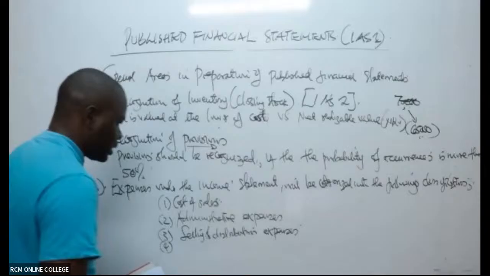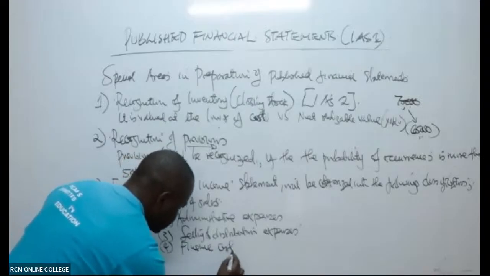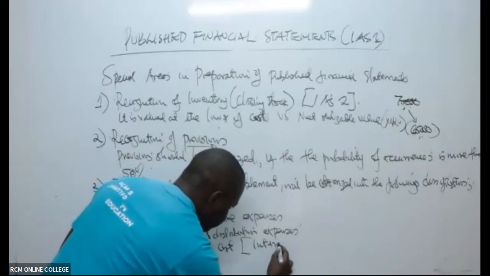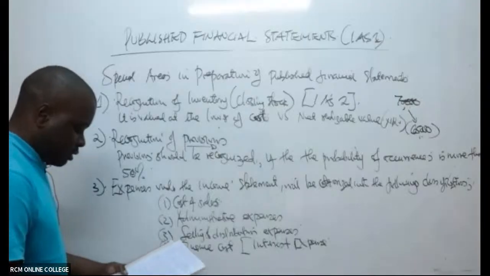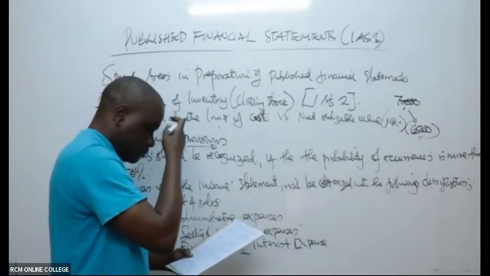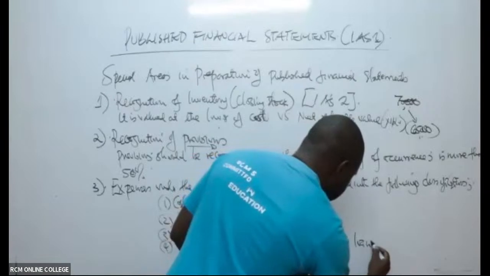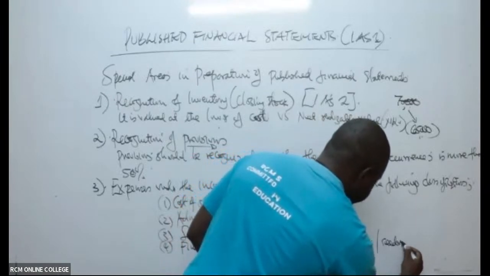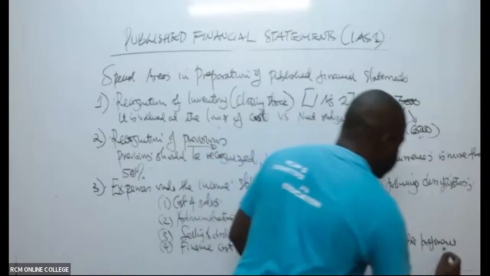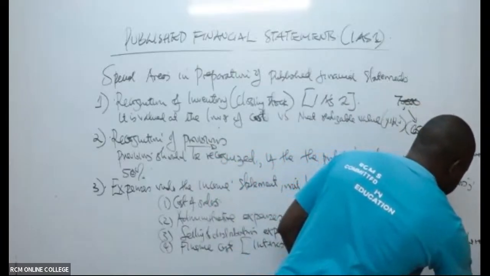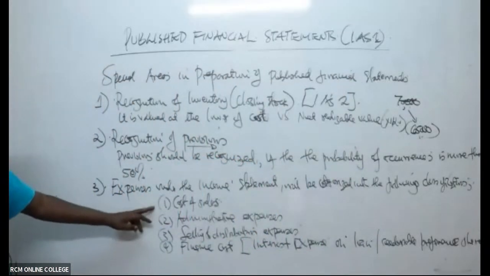Finance costs. That's why in most of the income statements, you see finance cost. So you'll have a figure for the finance cost, which will be composed of interest expense, maybe interest expense on loan, or maybe on redeemable preference shares, etc., amongst other items.